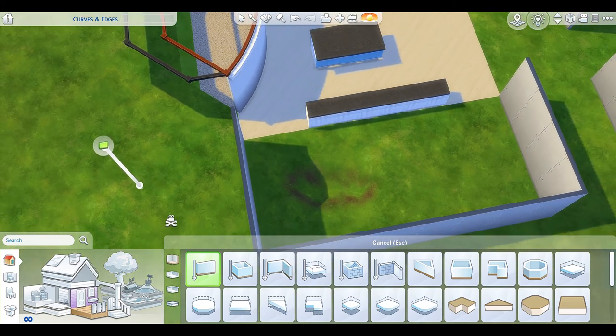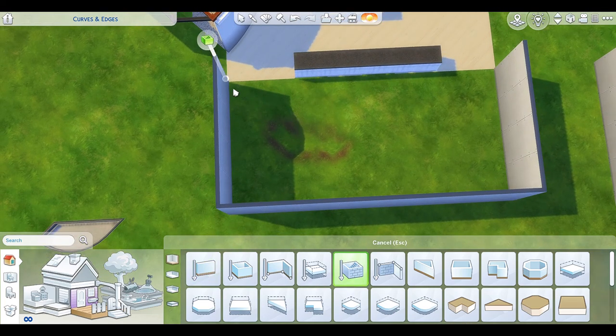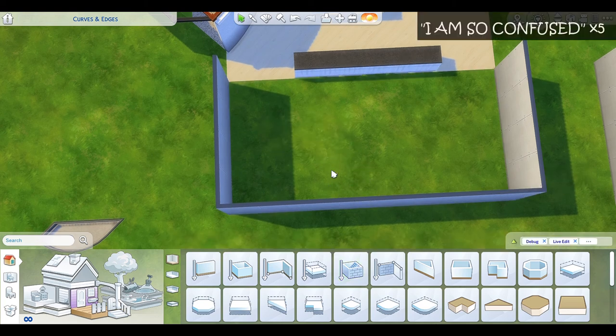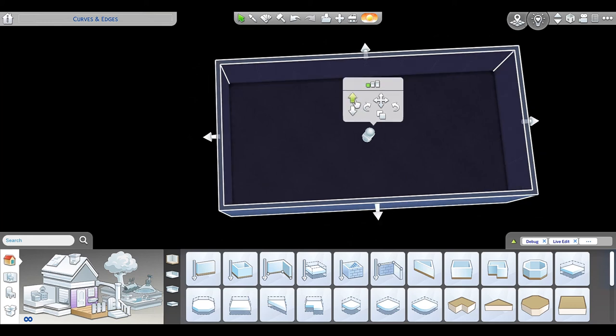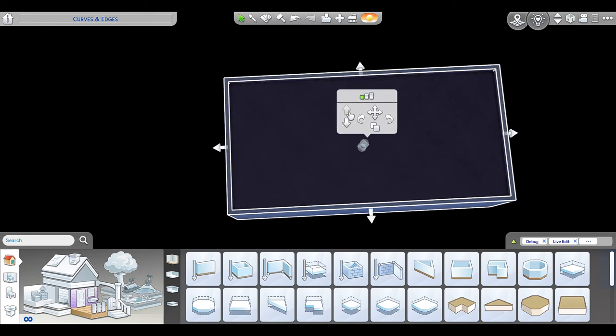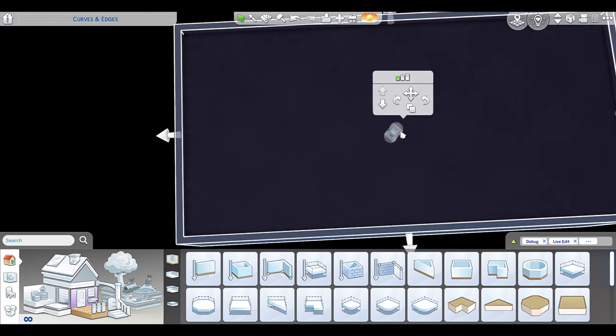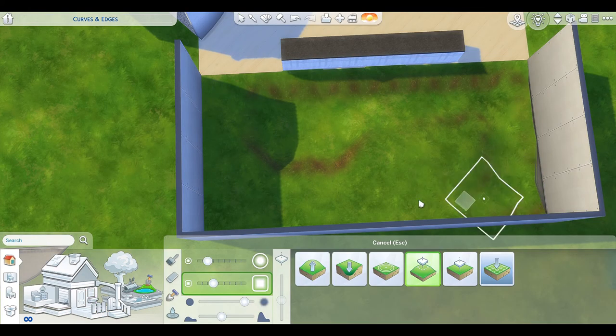Hold up. What if I make a bet? I am so confused. Okay. So I do this. I raise this. Let's say I raise this to the max, and then we'll see. Why am I doing... Okay, this is stupid. You know why? Because I need stairs. I cannot do this anyway. Because I need stairs to get down here. Never mind. I am so confused.